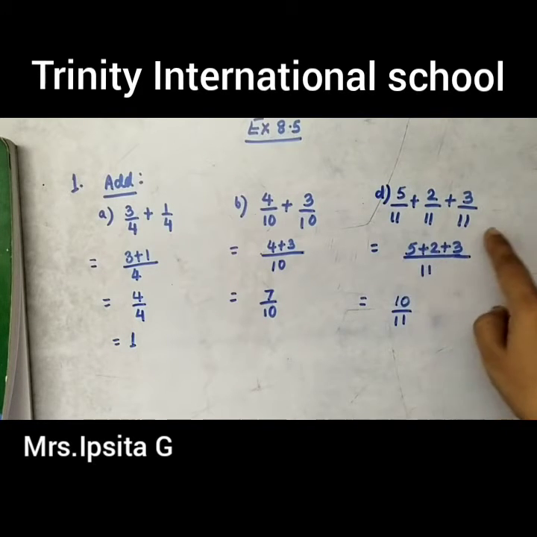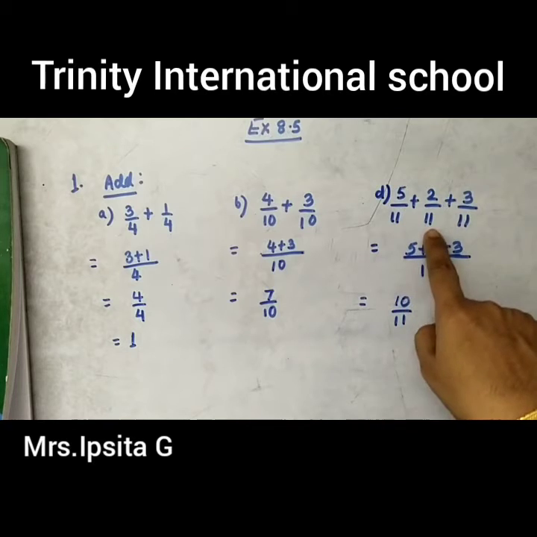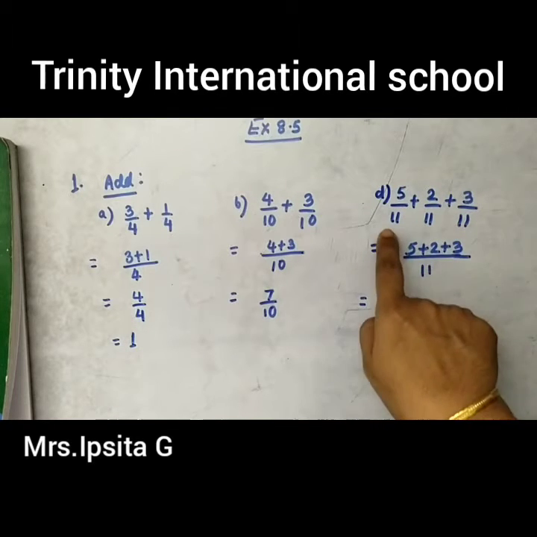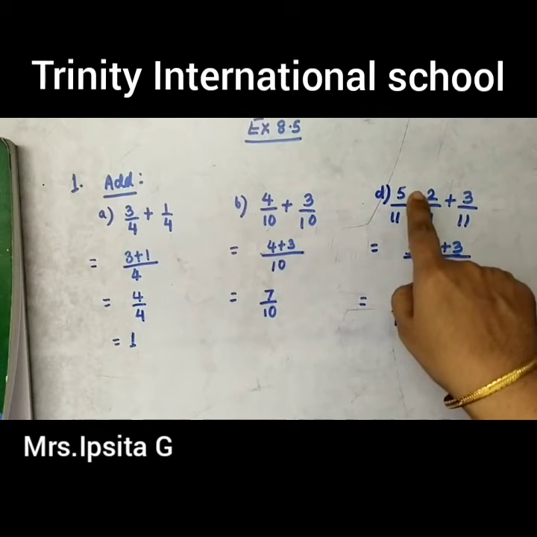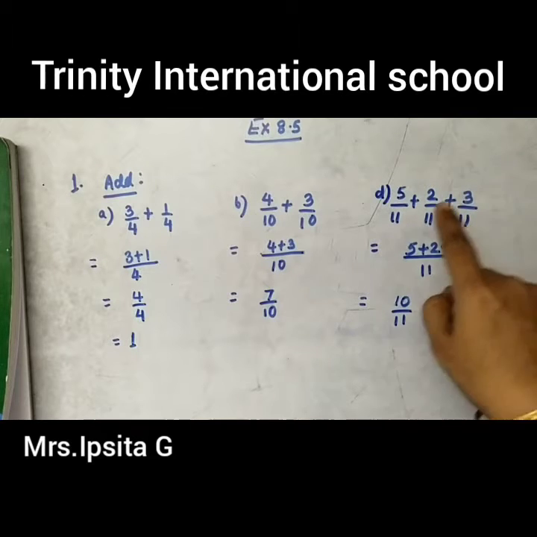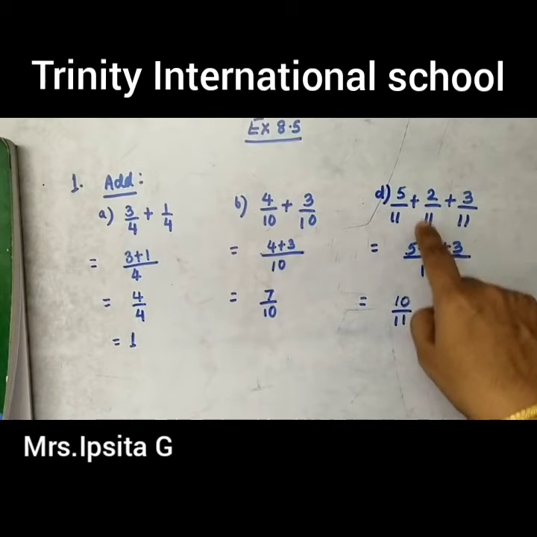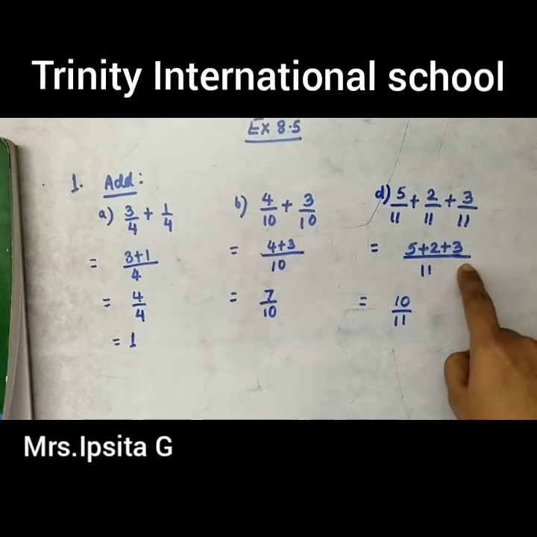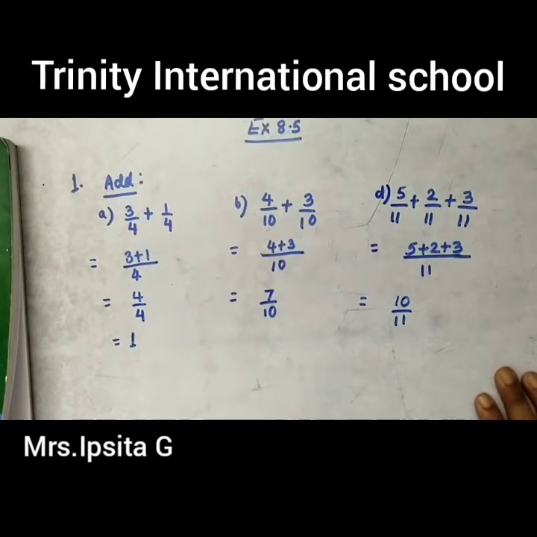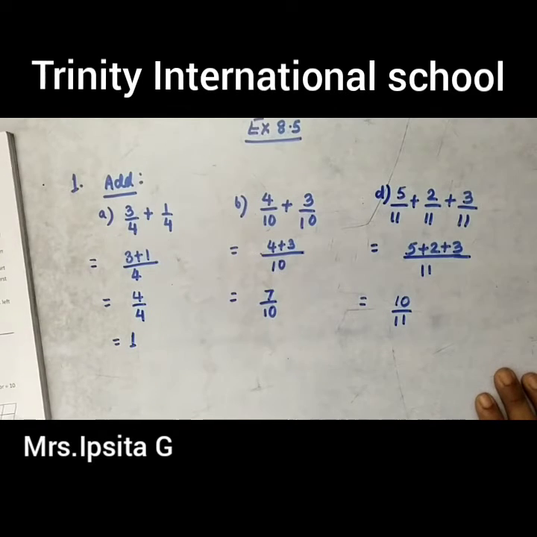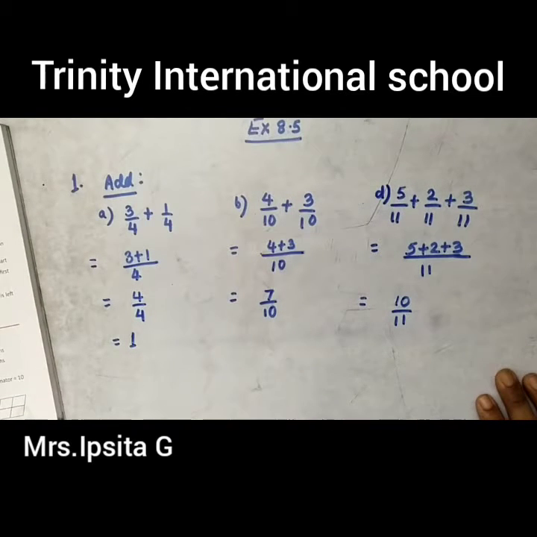Here you can see 3 fractions. Now if you look at each denominator, you can find that the common denominator is 11. So just write 11 here, and then add all the numbers which are there in the numerator. So 5 plus 2 plus 3. Okay, and add this 5 plus 2 plus 3, it will give you 10. So 10/11 is your solution. Okay, so like that you can go for E and F.